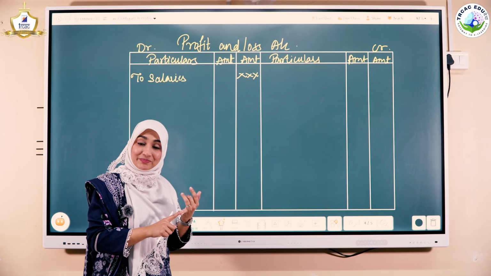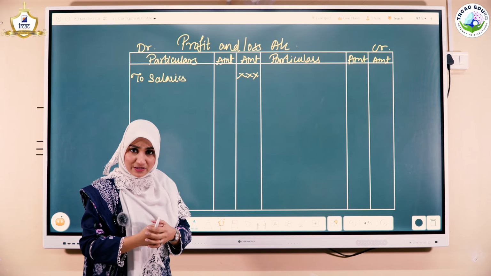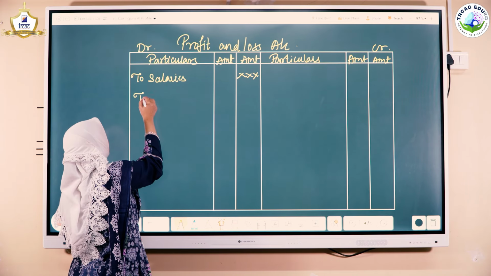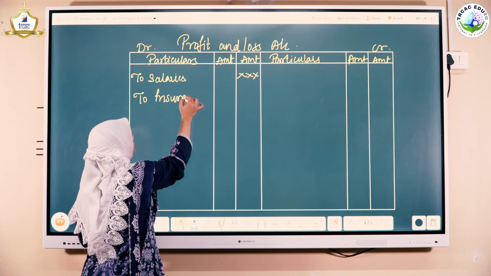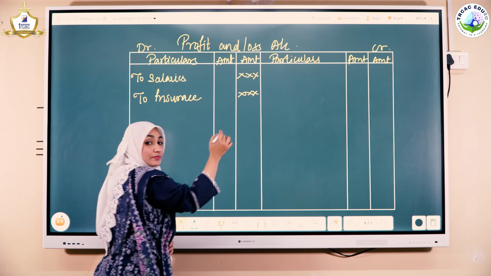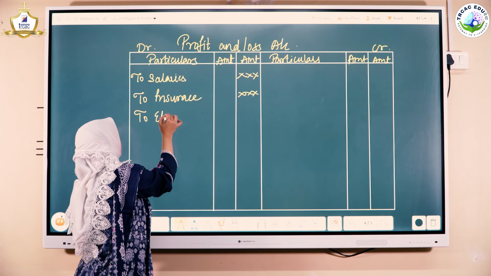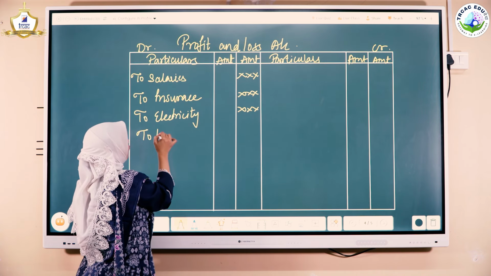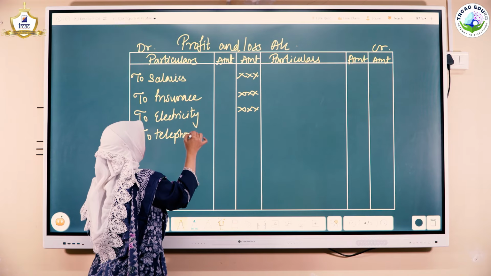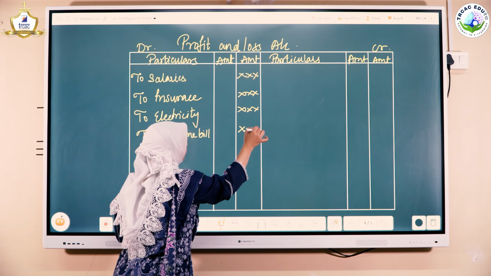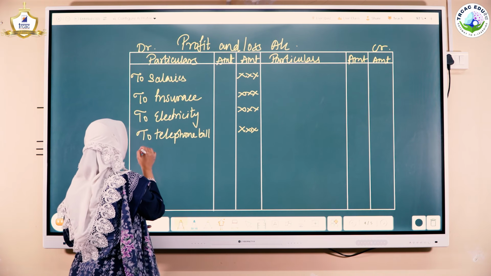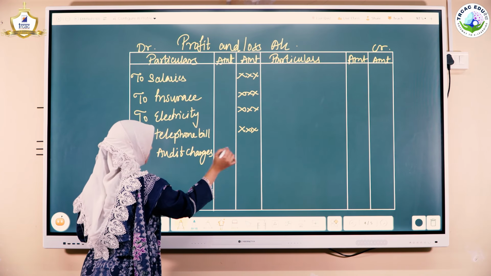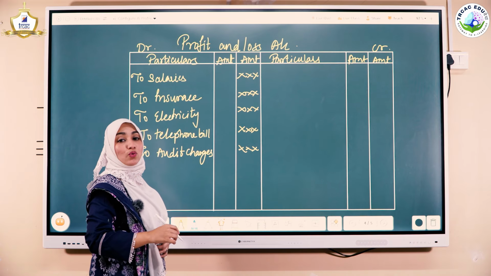Yes, the electricity, the insurance, all sorts of expenses which are generally occurred into the administrative process of the business. For example, the insurance, electricity, telephone bill, we also have audit charges, correct? What else you can record?